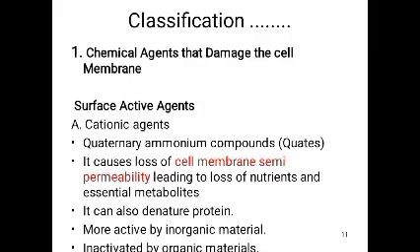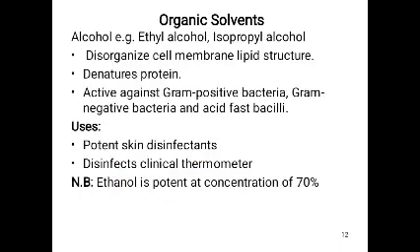Classification: chemical agents that damage the cell membrane. Surface active agents, cationic agents, quaternary ammonium compounds or quats. It causes loss of cell membrane semi-permeability, leading to loss of nutrients and essential metabolites. It can also denature protein, more active with inorganic material, inactivated by organic materials.